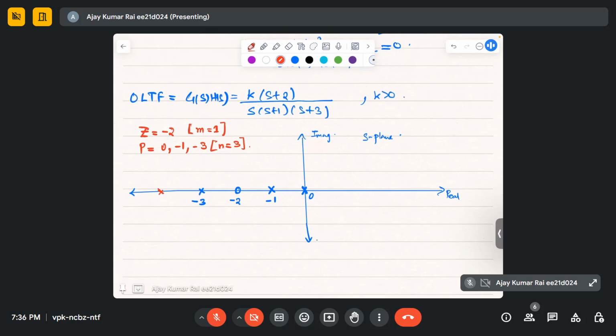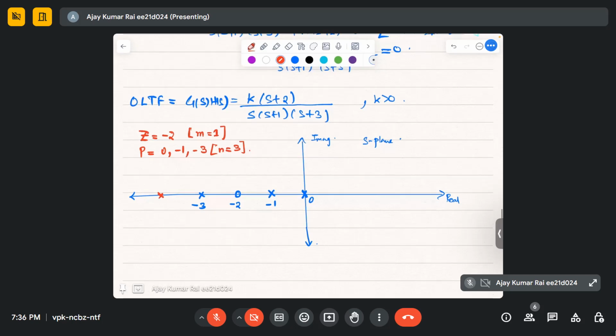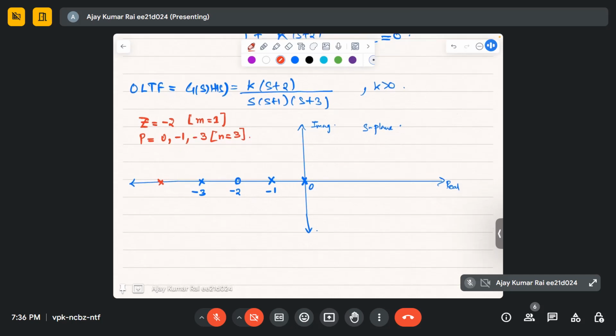Let's check one by one. If I take a test point here and see on the right hand side how many poles and zeros are lying: 1, 2, 3, 4. So what can I say? If it's even, root locus will exist on? The test point will not lie on the root locus. Correct, because we have an even number of poles and zeros. So we don't have the root locus from minus infinity to minus 3.